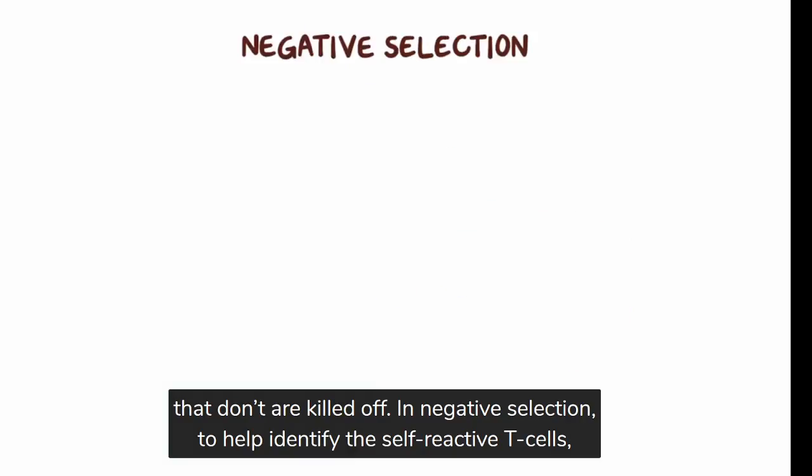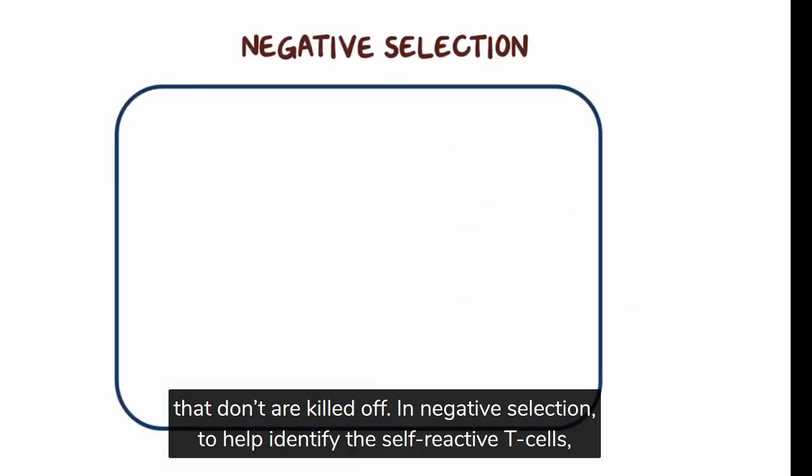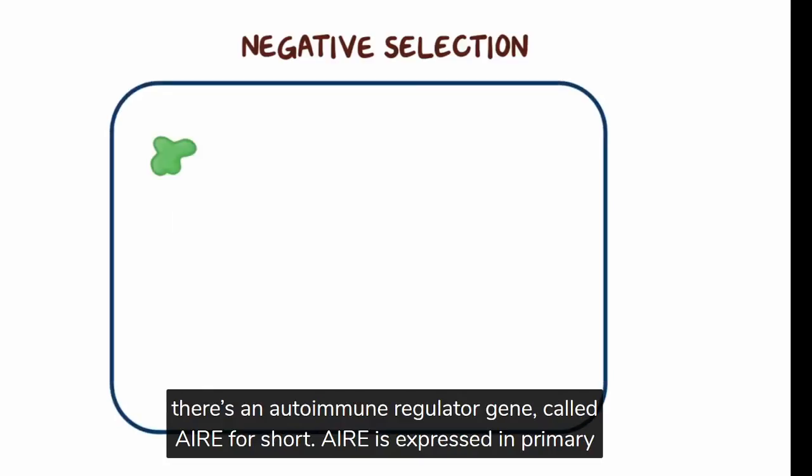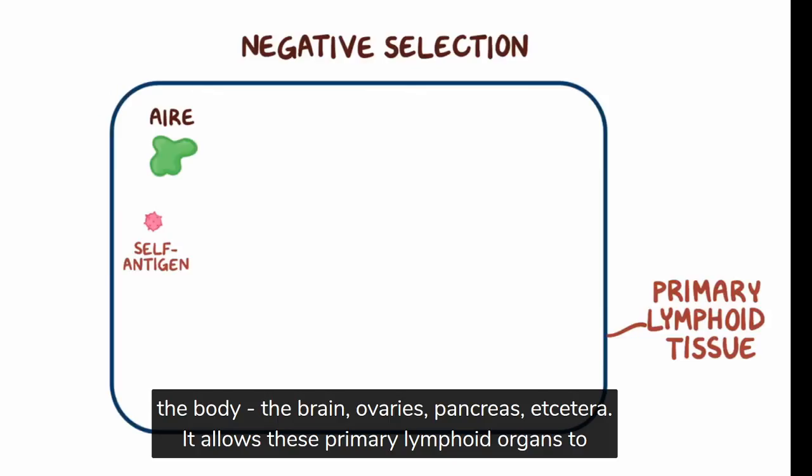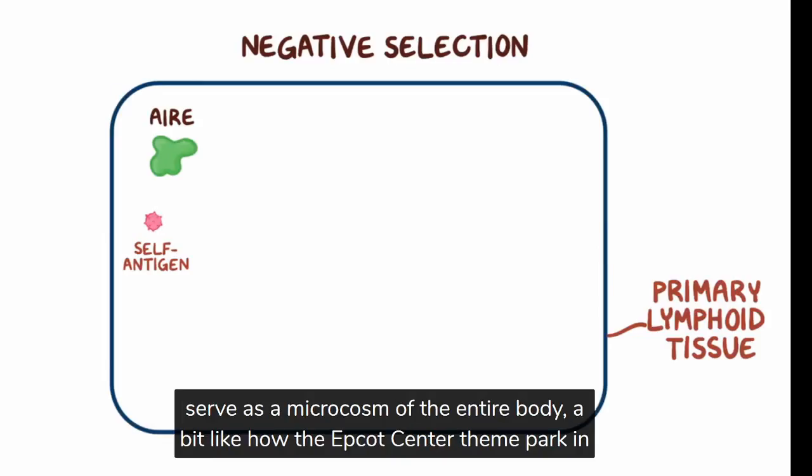In negative selection, to help identify self-reactive T cells, there's an autoimmune regulator gene, called AIRE for short. AIRE is expressed in primary lymphoid organs and allows them to express antigens which are normally found all over the body, like the brain, ovaries, pancreas, and so on. It allows these primary lymphoid organs to serve as a microcosm of the entire body, kind of like how the Epcot Center theme park in Florida is a microcosm of the world.